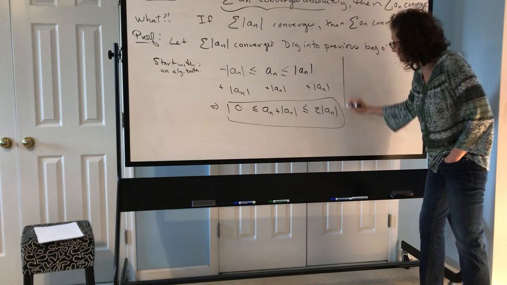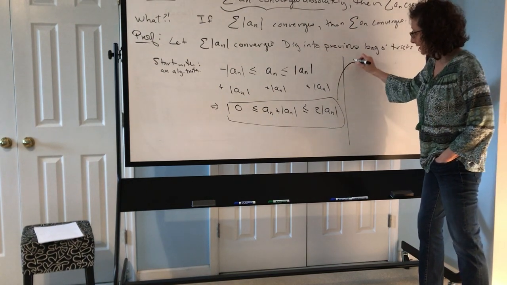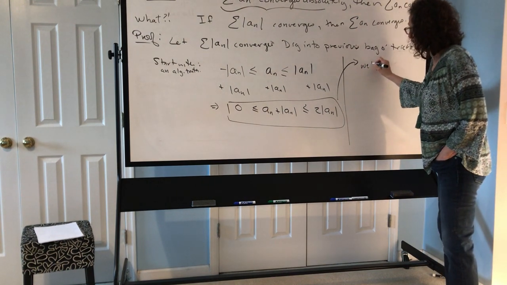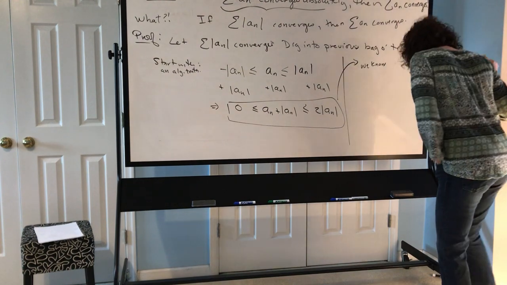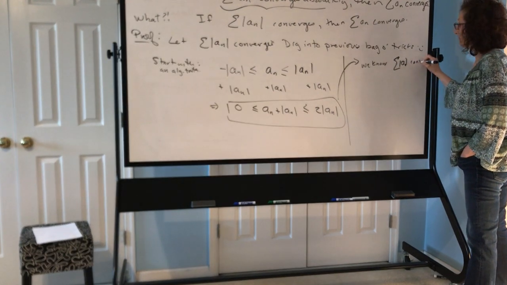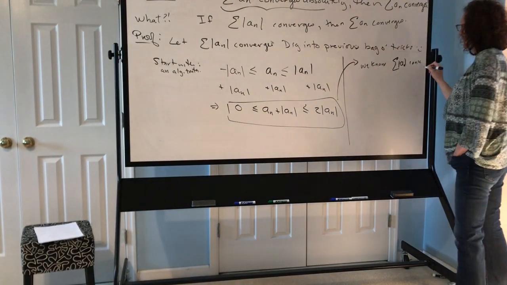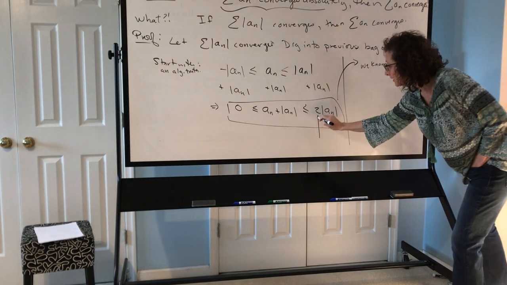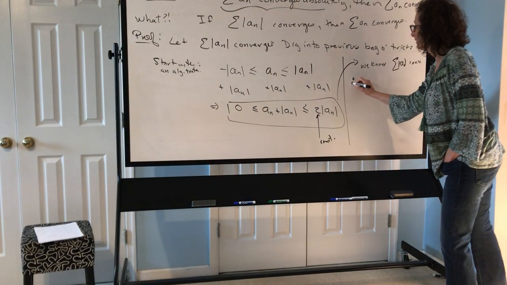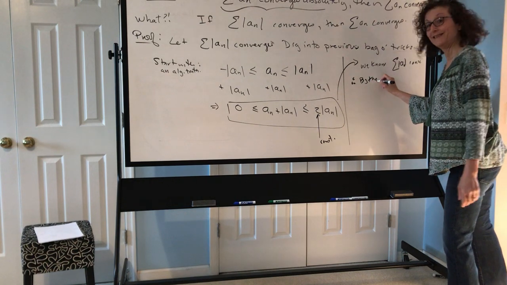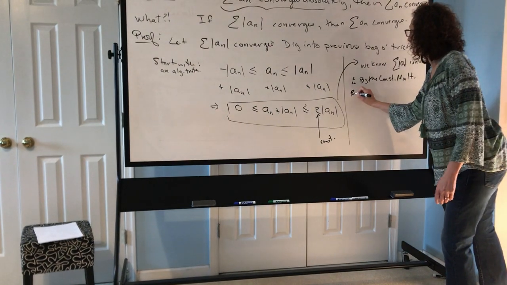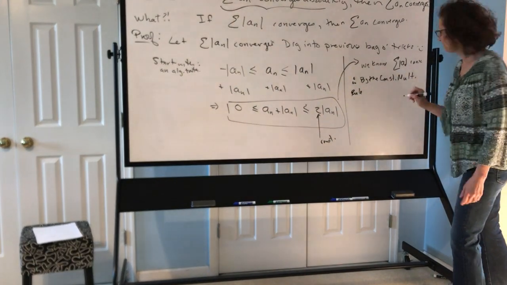Okay, so because of this inequality, right, then what do we know? We know that the sum of the absolute value of a_n converges, right? That was our given, yeah? We know that converges. And 2 is a good constant, right? Therefore, by the constant multiple rule, good, that was on the test, constant multiple rule for series, right?